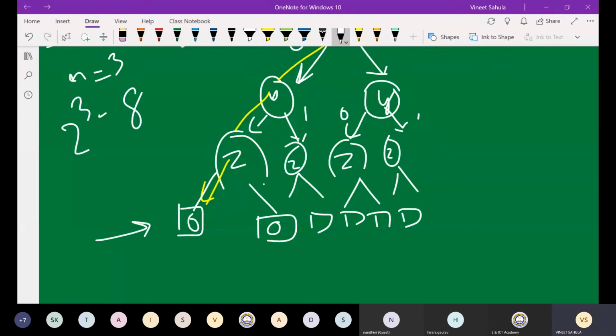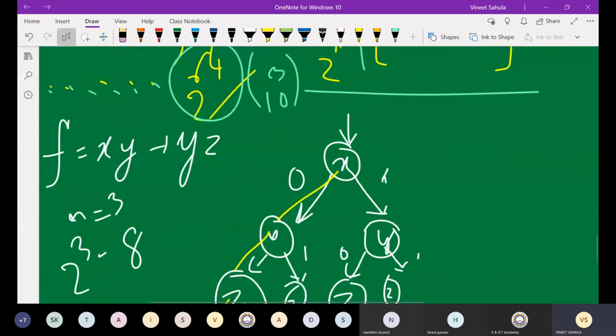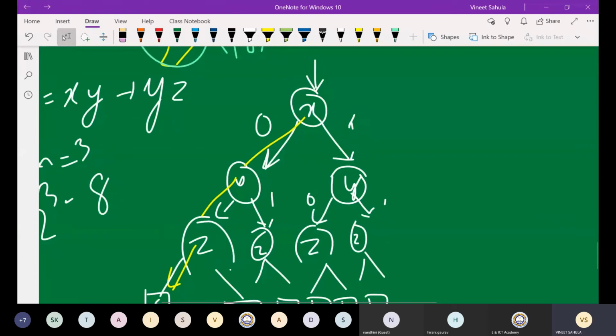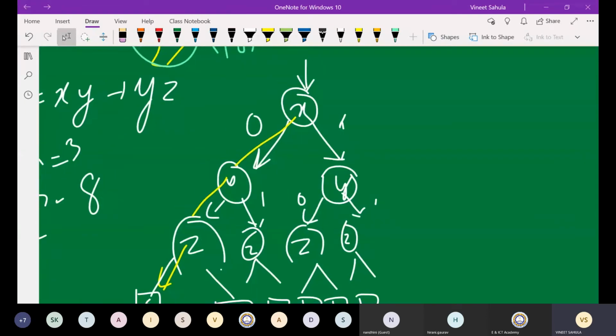Each of the leaves will carry the value from the truth table for this function. If you make up a truth table, it will have the same information. So BDD carries the same information actually. Only thing is it's a diagram, it's a graph.